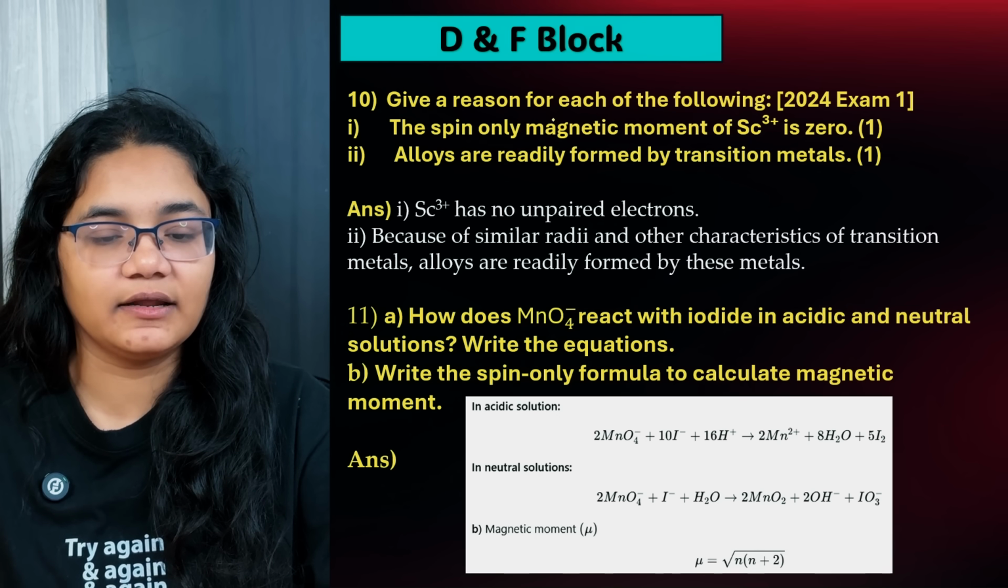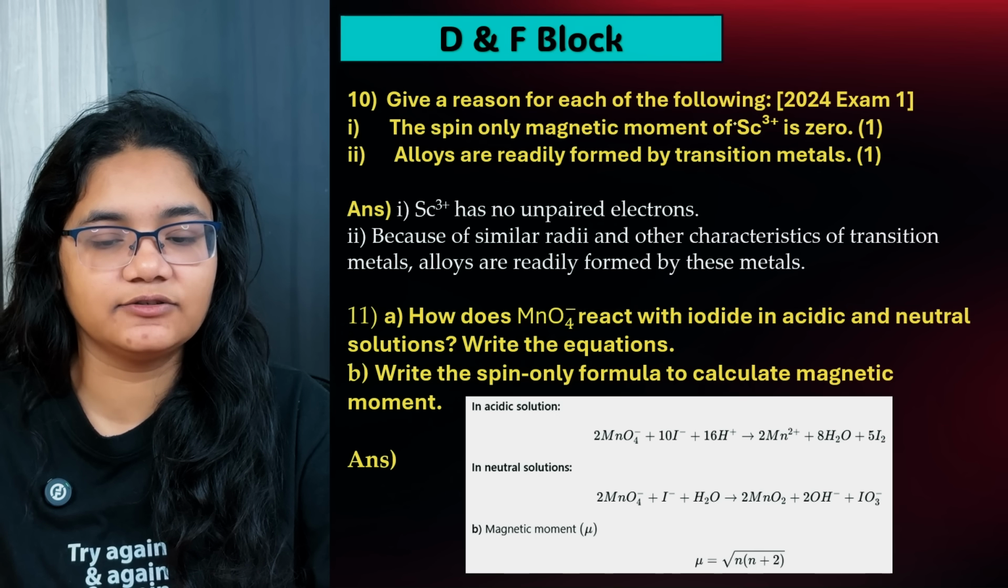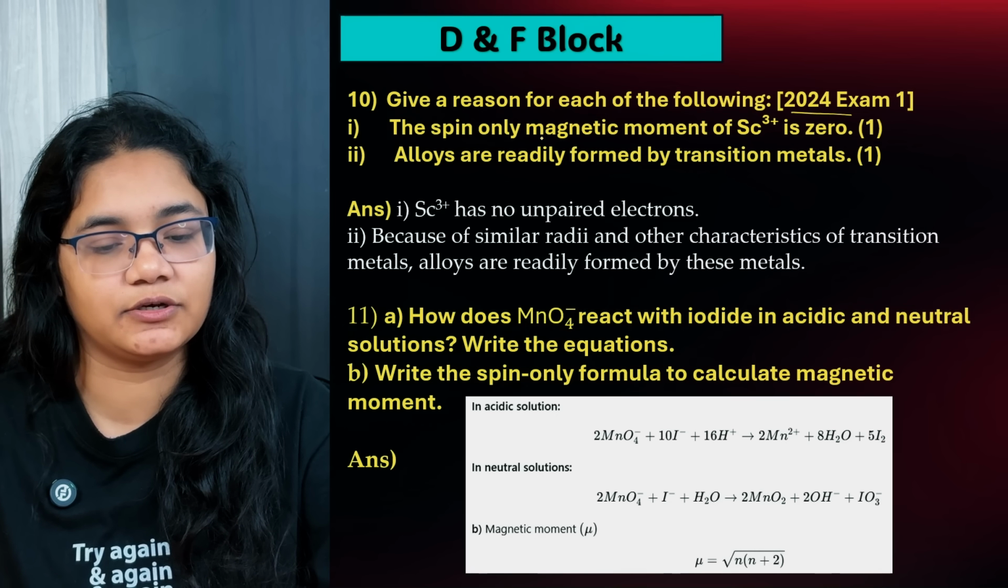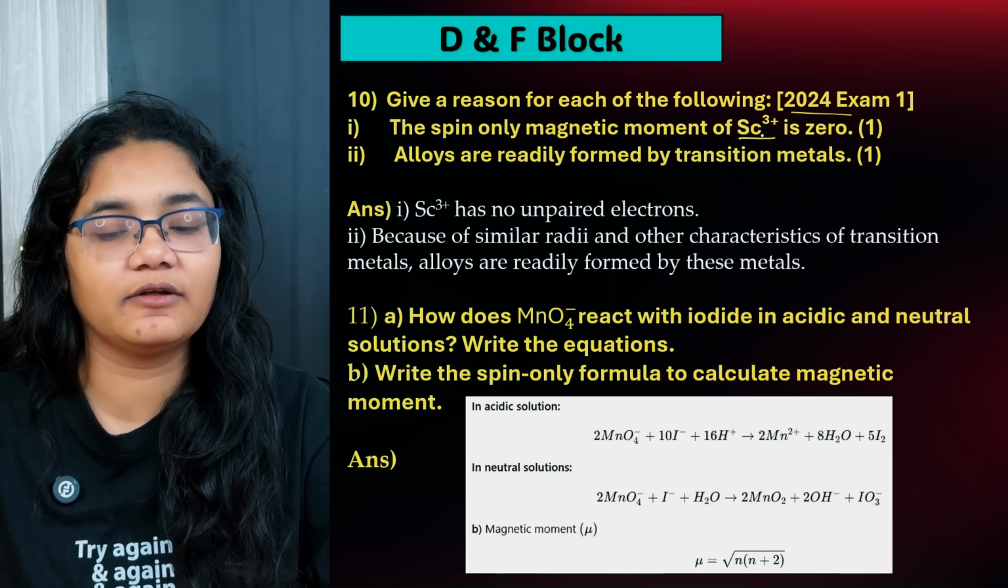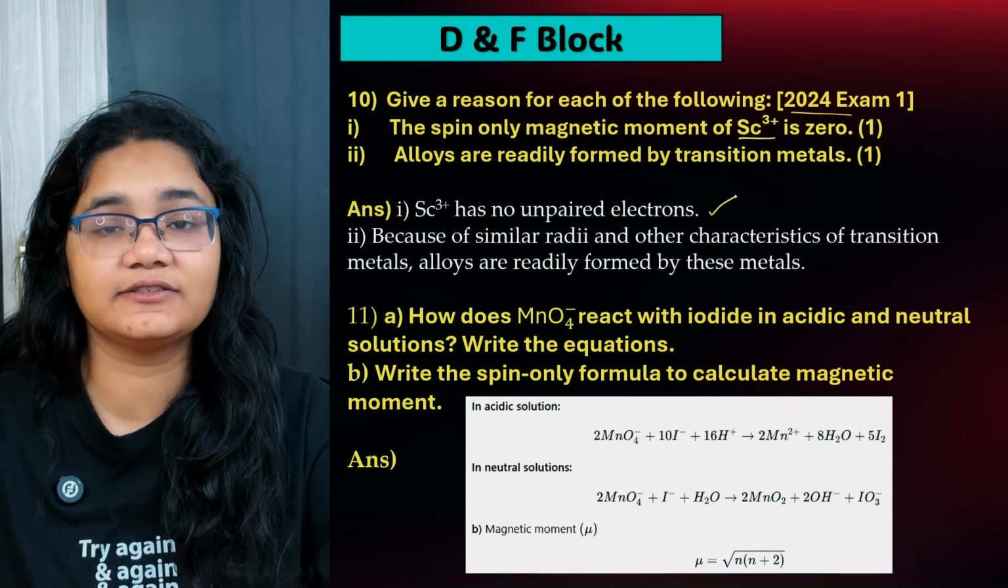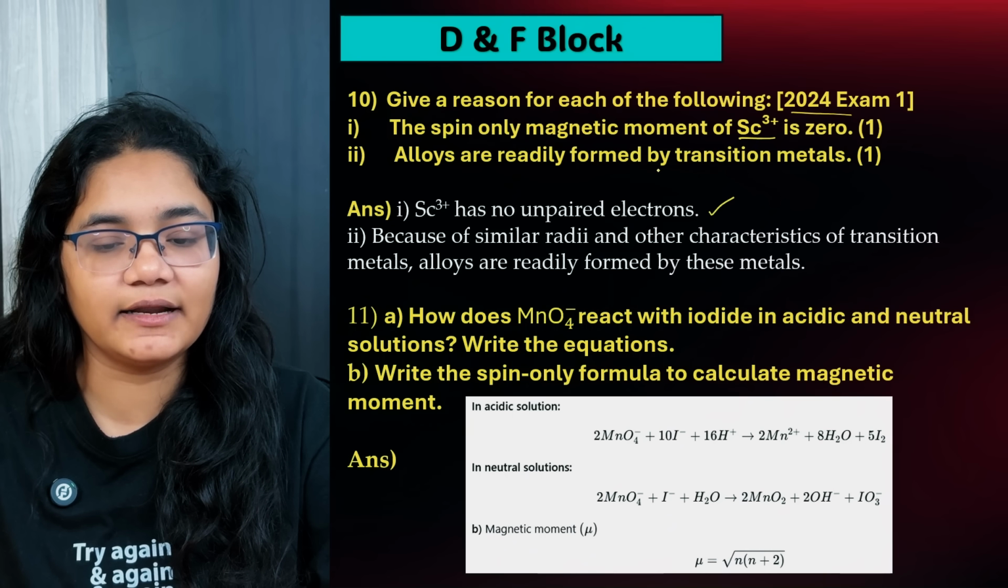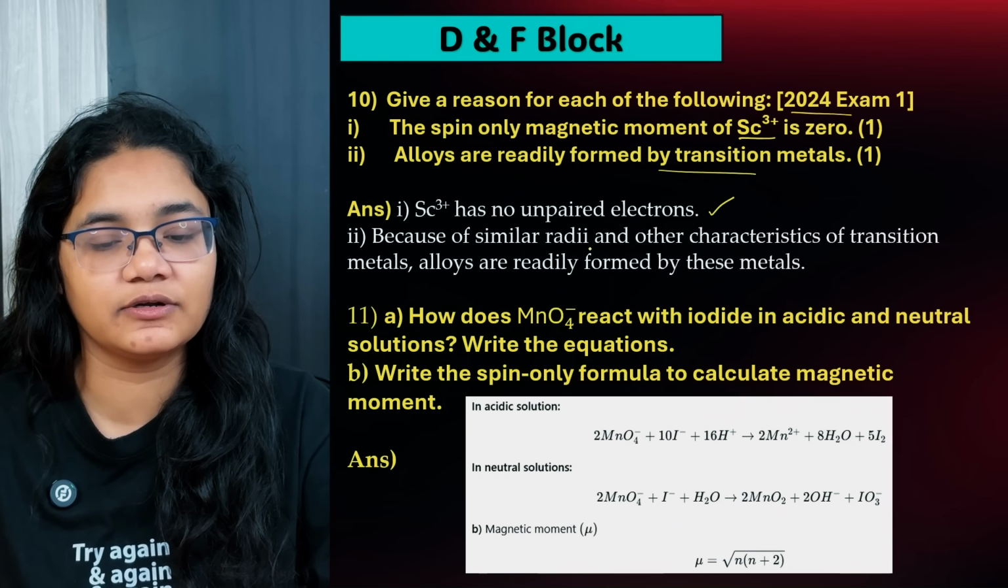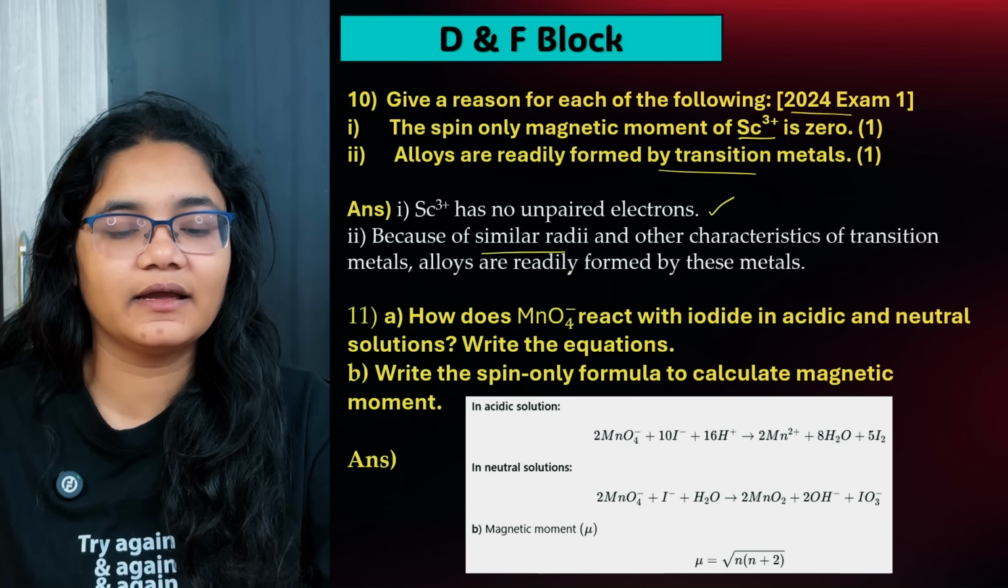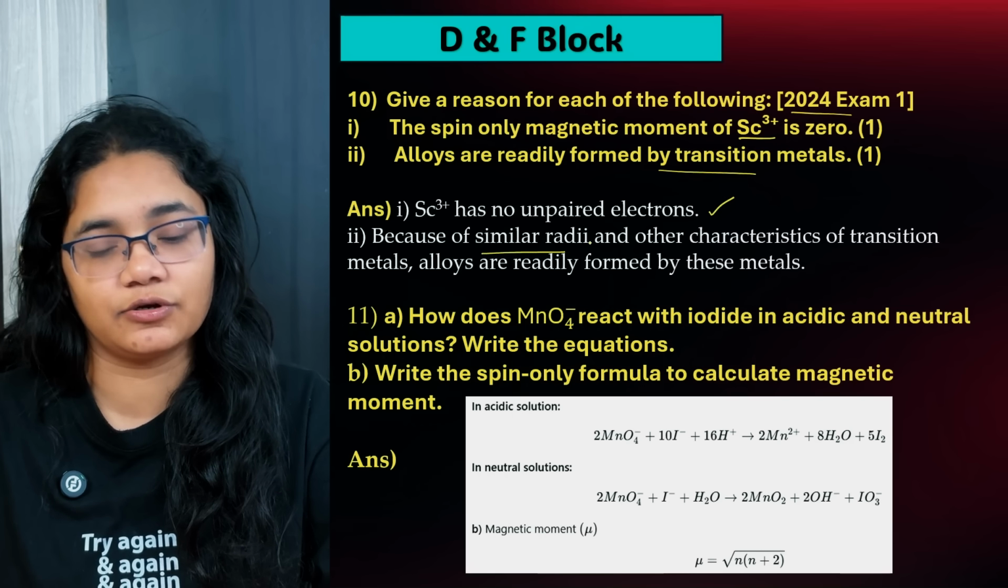Next, question number 10, give a reason for each of the following. So this was in 2024 examination question. The spin only magnetic moment of scandium 3+ is 0. That is because it has no unpaired electron. Alloys are readily formed by transition metals. That is because they have similar radii and other characteristics which help them in the formation of alloy.